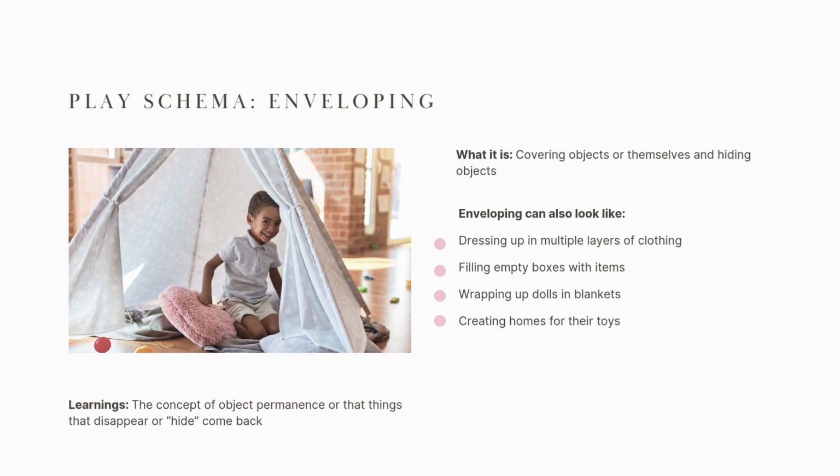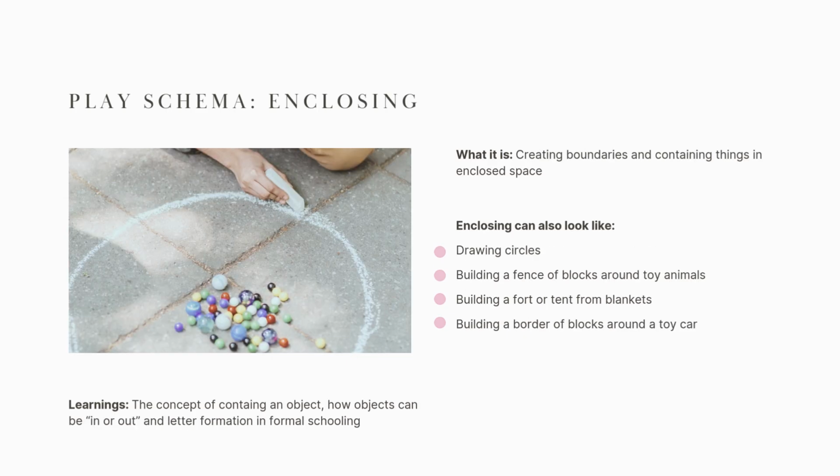And the different learning concepts that children learn with enveloping is the concept of object permanence, or that things that disappear or hide will come back. They also learn about in and out, and they simply learn about layering objects. The next play schema is enclosing.